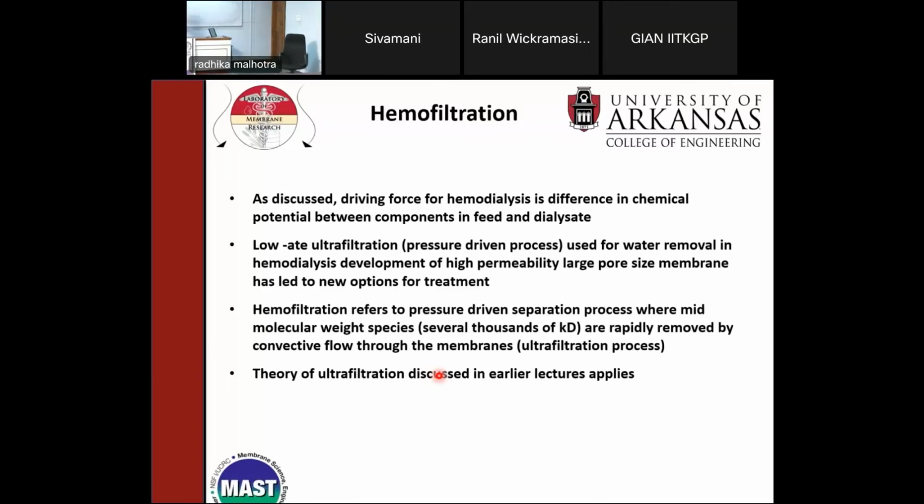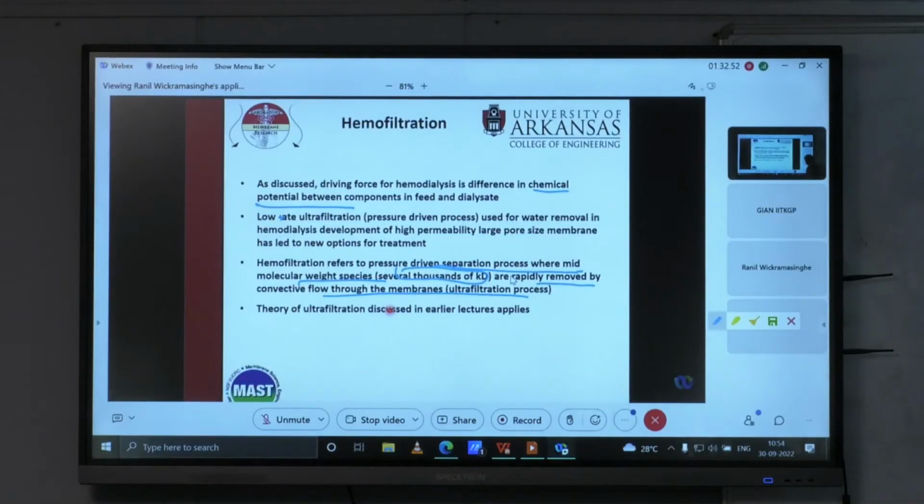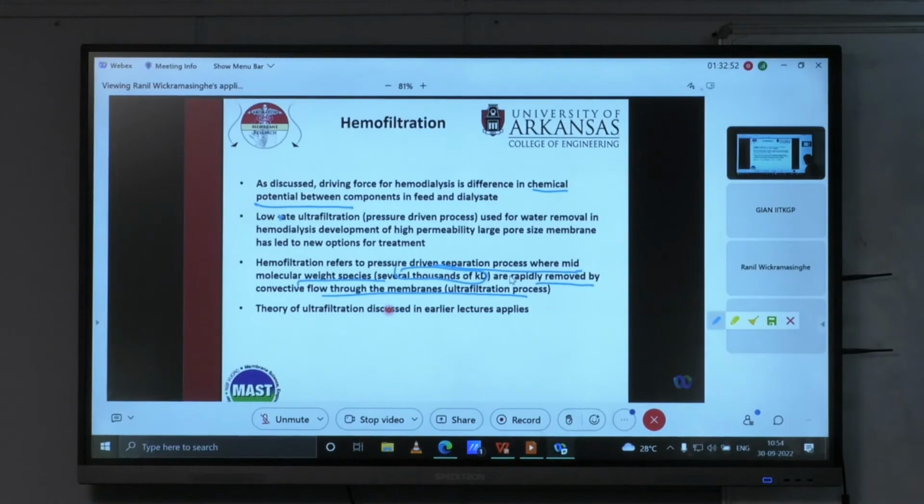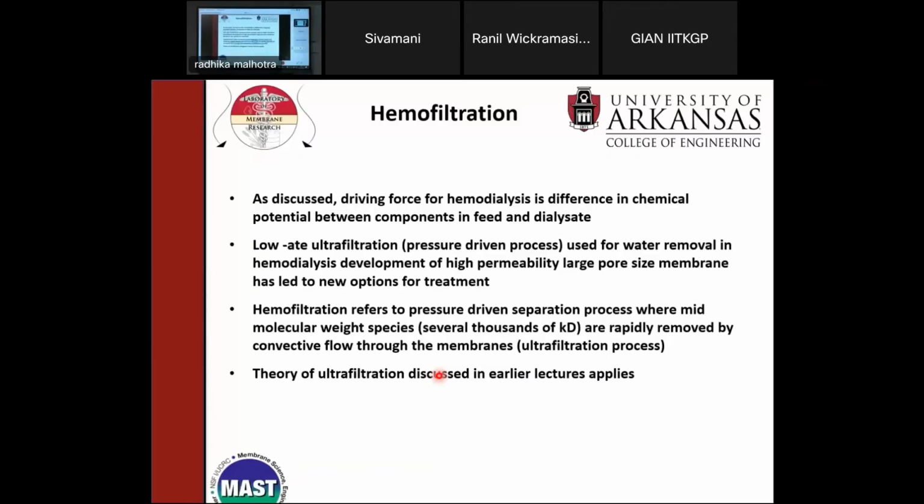So hemofiltration refers to a pressure-driven separation process where mid-molecular weight species, several thousand kilodalton, are rapidly removed by convective flow through the membrane pores. So it's an ultrafiltration process. Please remember, hemofiltration and hemodialysis are very different. They're doing the same thing, but one is ultrafiltration, one is dialysis. One has a pressure driving force, the other has a chemical potential driving force. The theory of ultrafiltration we discussed in earlier lectures, so I'm not going to talk about it here.